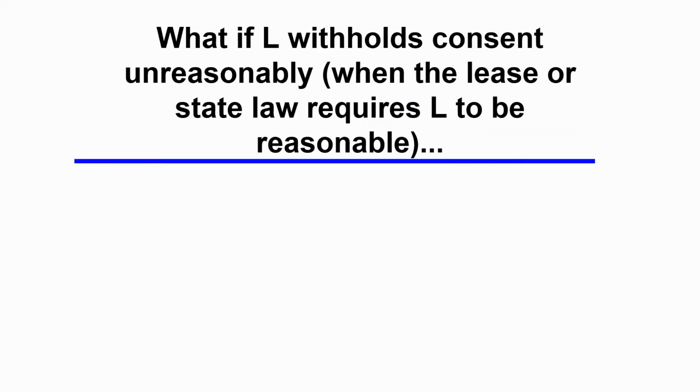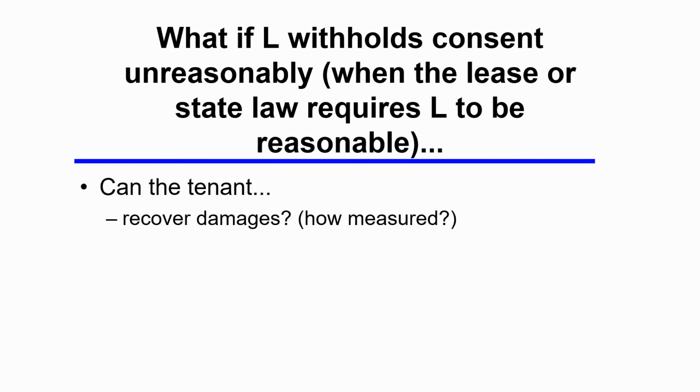Let's assume that we have a lease that requires the landlord's consent to assignments and subleases, but either the lease itself or state law requires the landlord to be reasonable. And let's also assume the landlord gives an unreasonable basis for withholding consent or simply refuses to consent without being reasonable at all. What are the tenant's remedies? Can the tenant recover damages? Well, definitely the answer here is yes.